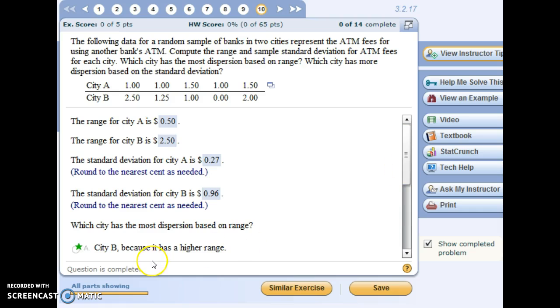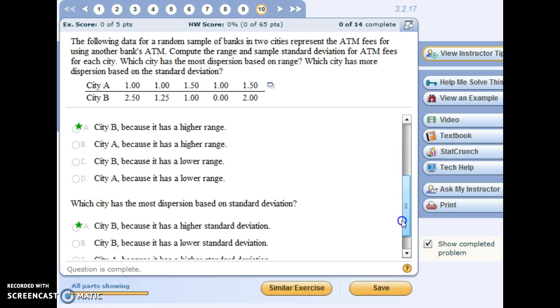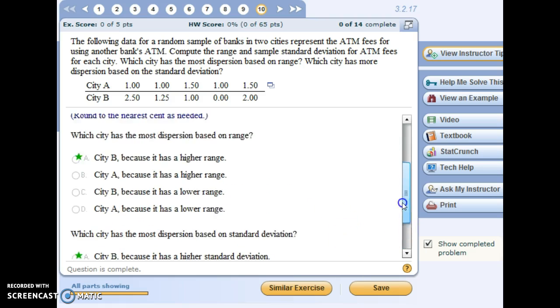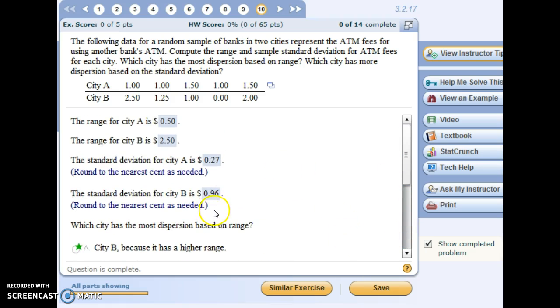And based on the range, for this example, city B is more dispersed because it has a higher range. There's a bigger gap between the lowest and the highest value. And then based on the standard deviation, again, city B is more dispersed because it has a larger standard deviation. The bigger the standard deviation, the more dispersed, the more spread out the data is.